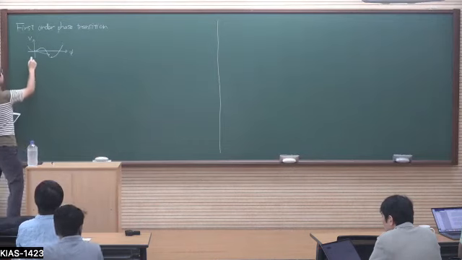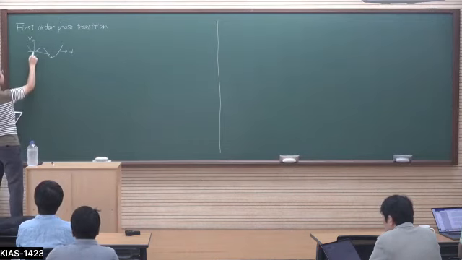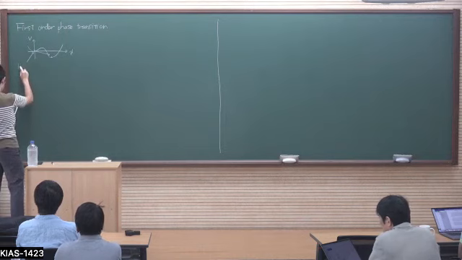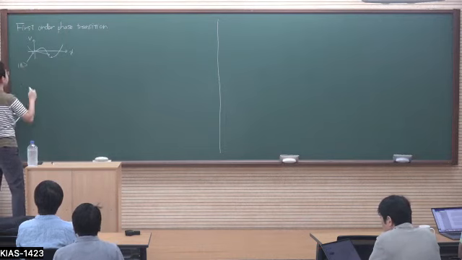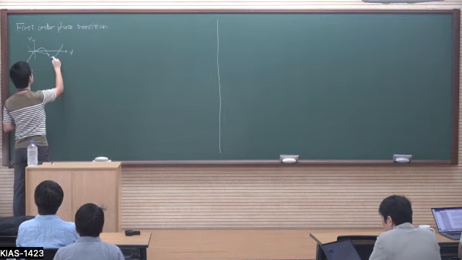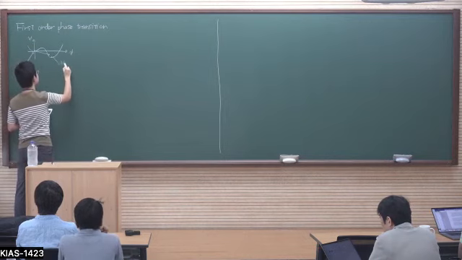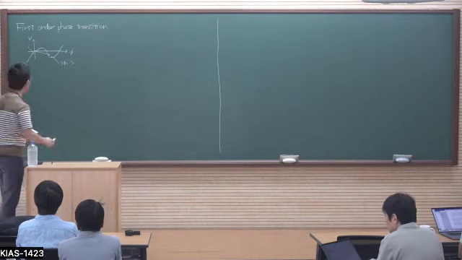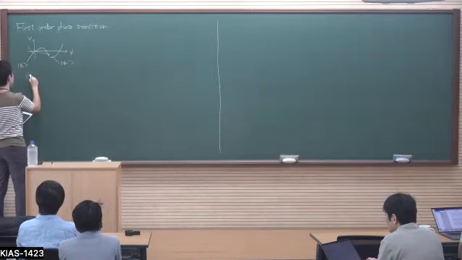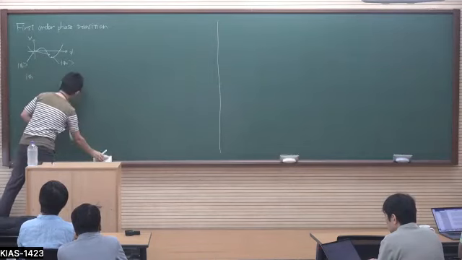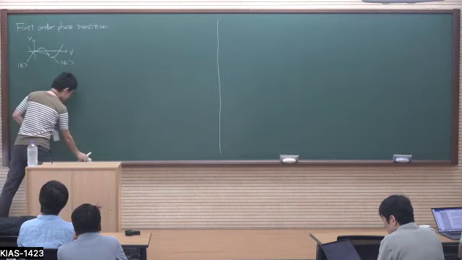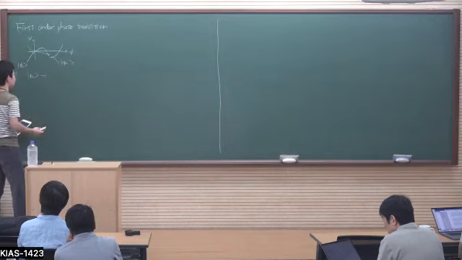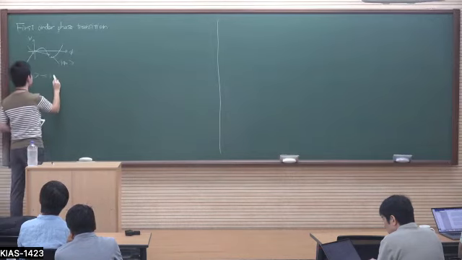So first, let's assume that the initial state is written as phi 0, and the final state is written as phi t. If the tunneling process occurs, it means that we should consider the time evolution from the ket phi 0 to the ket phi t.